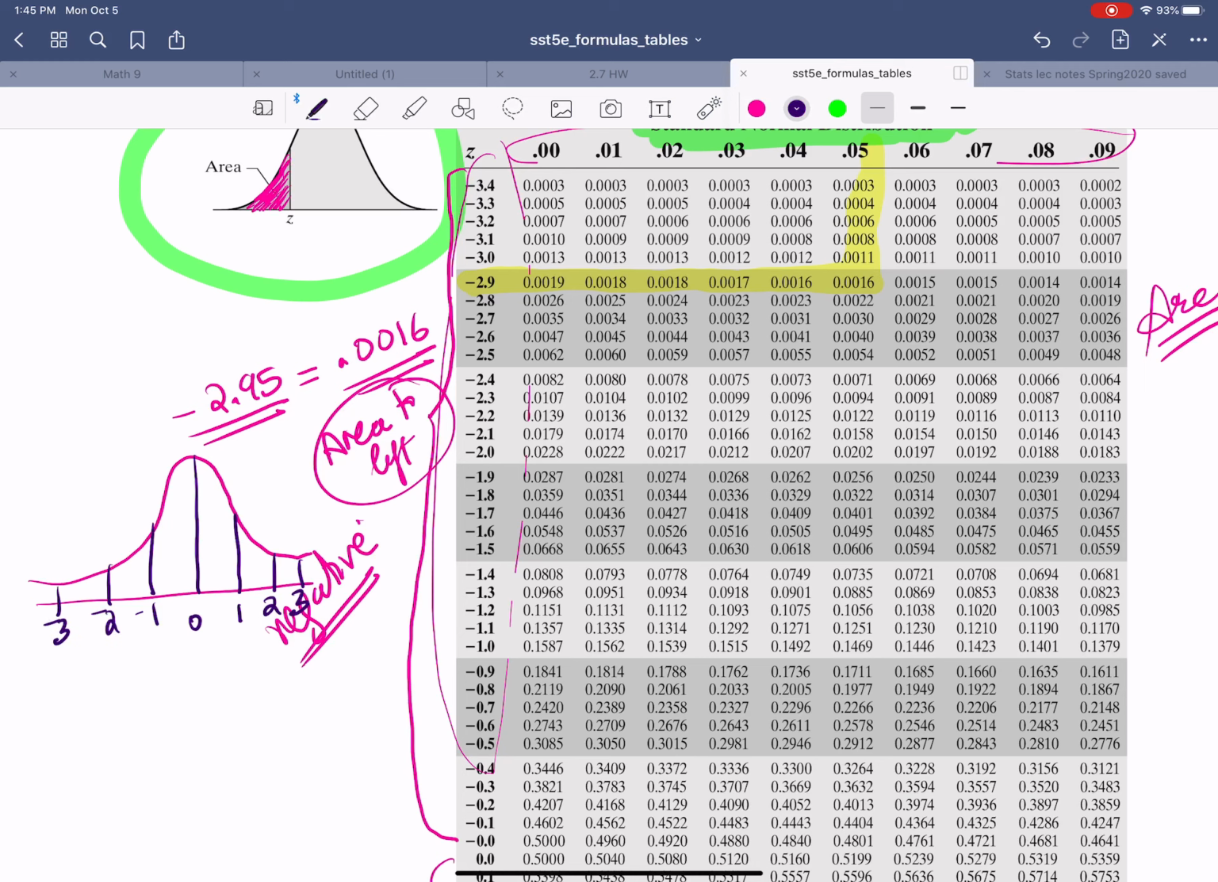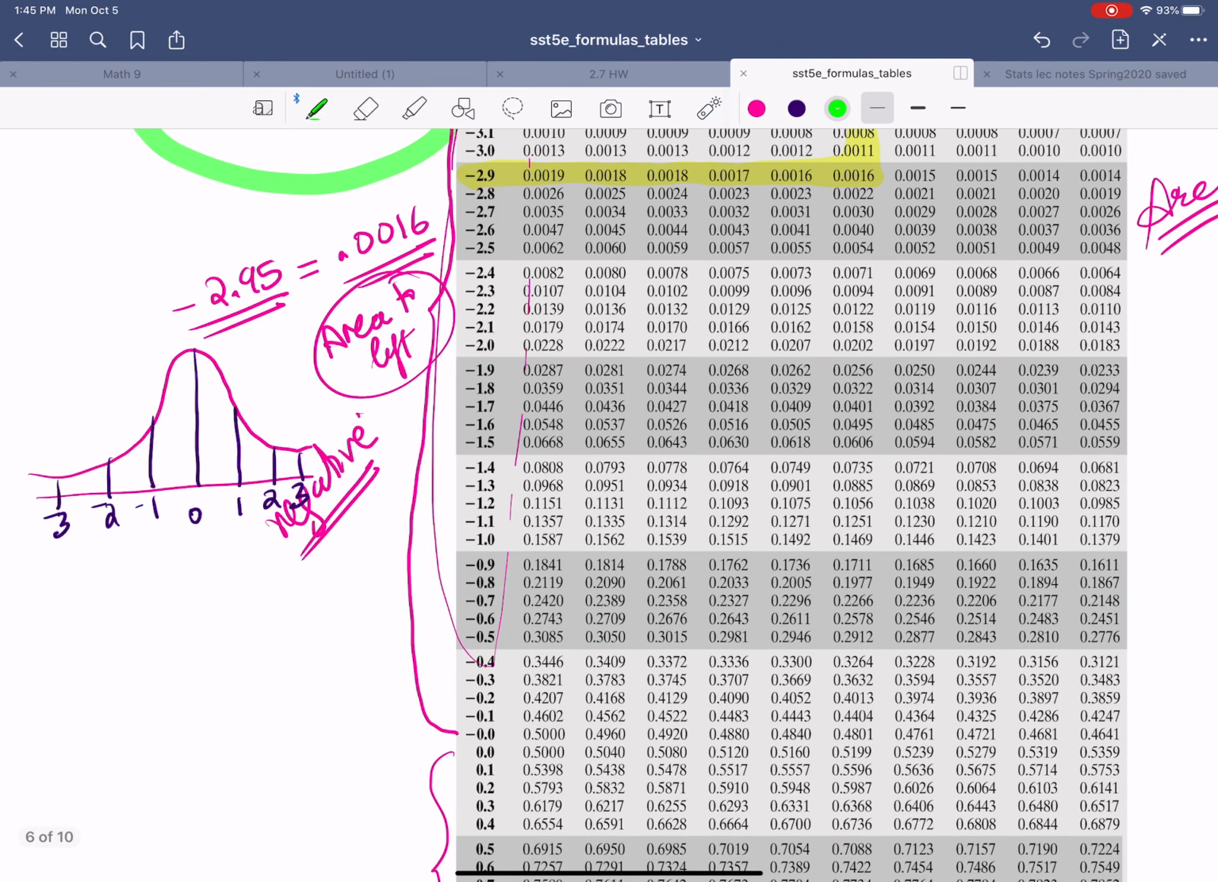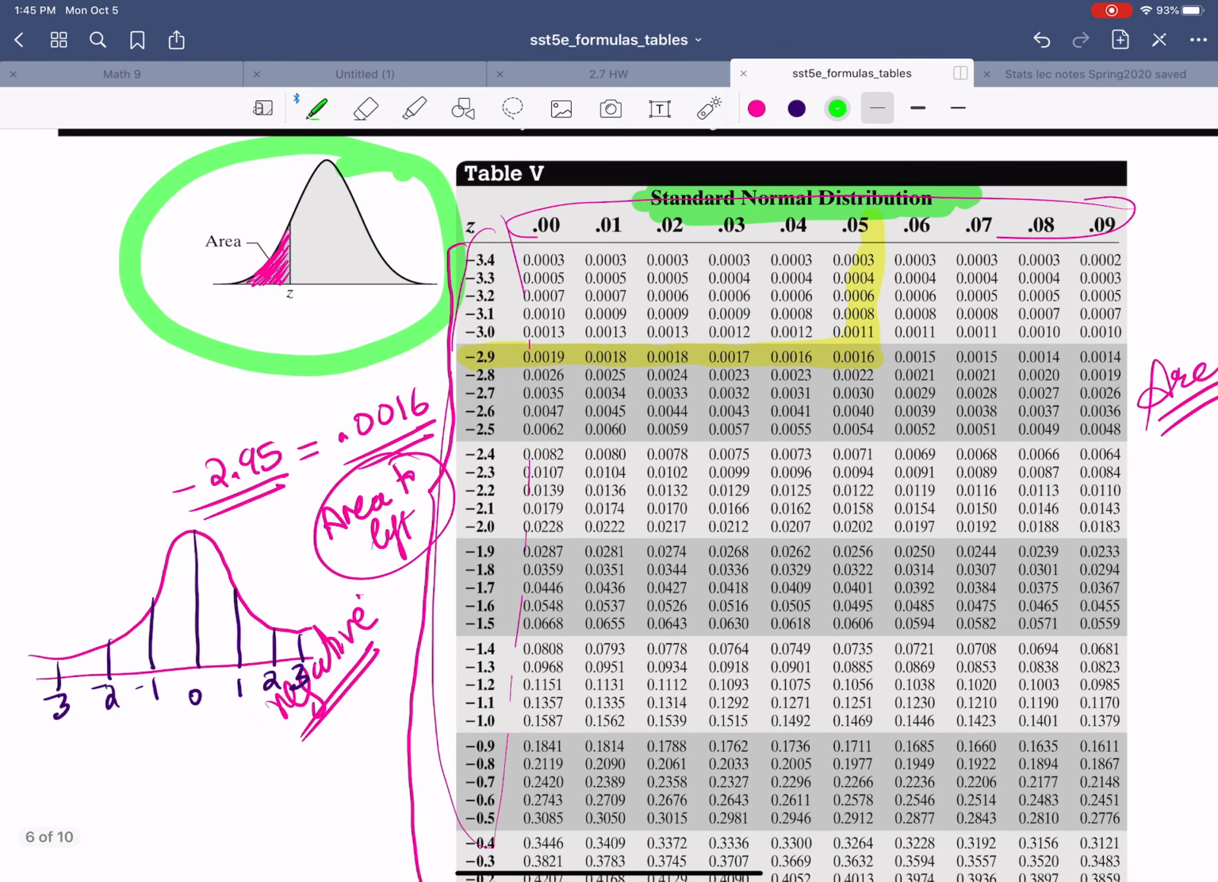So I'm representing my data values with the z-score in a standard normal curve. And I'm talking about negative 2.95. I'm approximating that negative 2.95 is approximately here. And we were looking for area to the left of it. Area to the left of negative 2.95 turns out to be 0.0016, almost 0% area, a very small amount of area to the left of this.